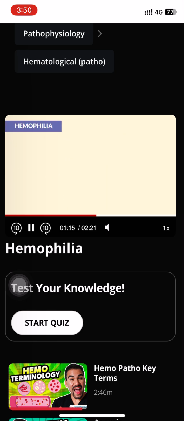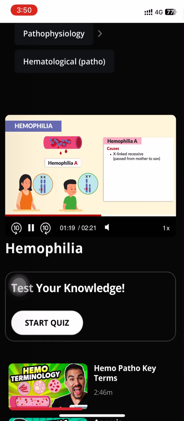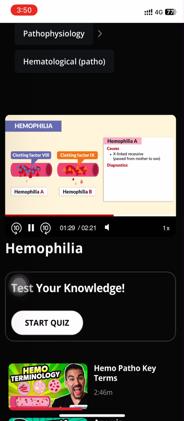Now for a little side note on hemophilia A. This is caused by an X-linked recessive gene that's passed from mother to son. And for diagnostics, blood coagulation tests are used to see how long it takes for the blood to form a clot. Now, 2 main tests are used for hemophilia A and B.